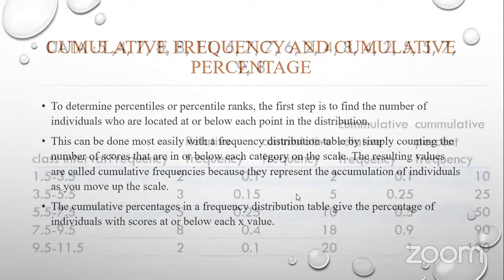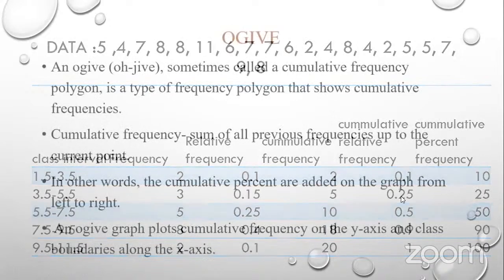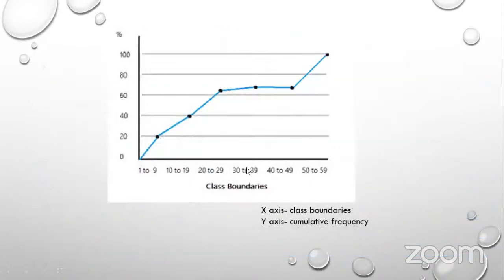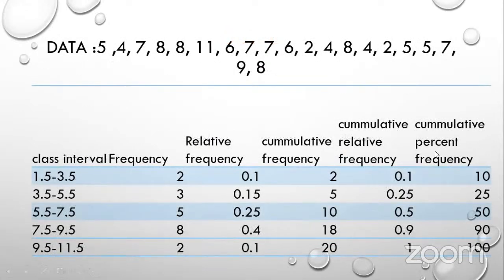So we will see what it is in this data. This is our data. We can see the cumulative percent frequency here. This will be the percentage. Then the cumulative relative frequency here. Then using this data, we are going to draw the ogive. When we draw the ogive, we will take this one. I'll show you here. You can see the x-axis. This is the class boundaries. And here you will take the cumulative percent frequency on the y-axis. In order to draw the ogive, this is very important.